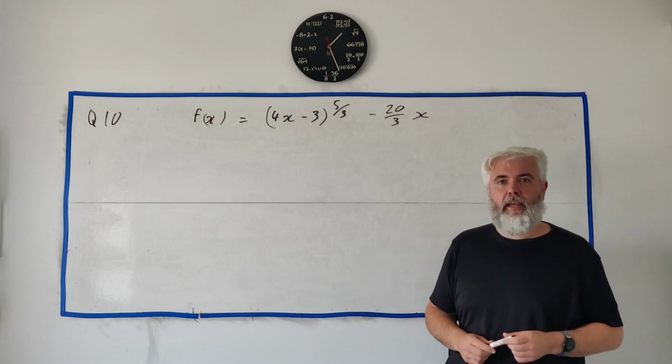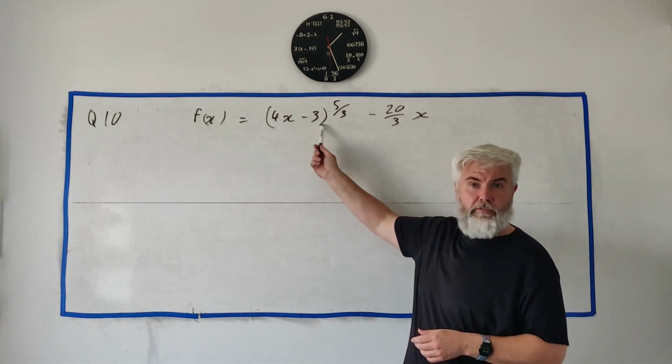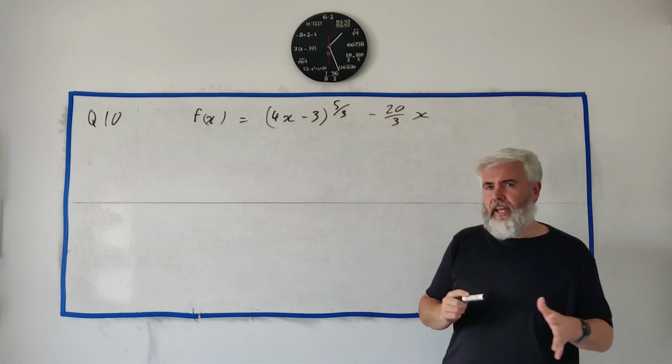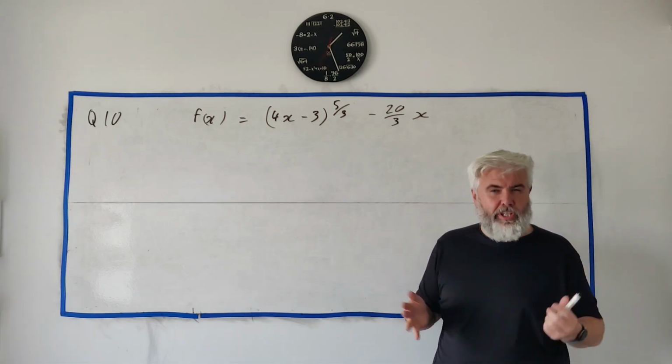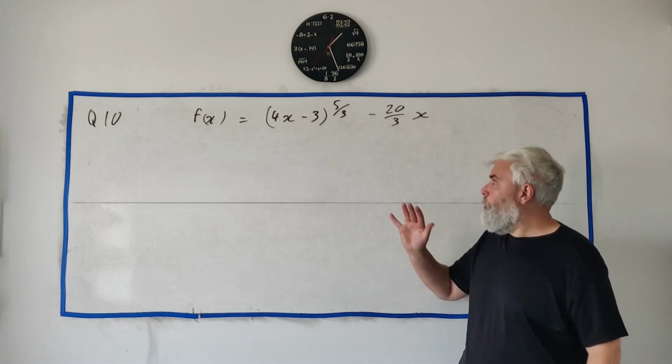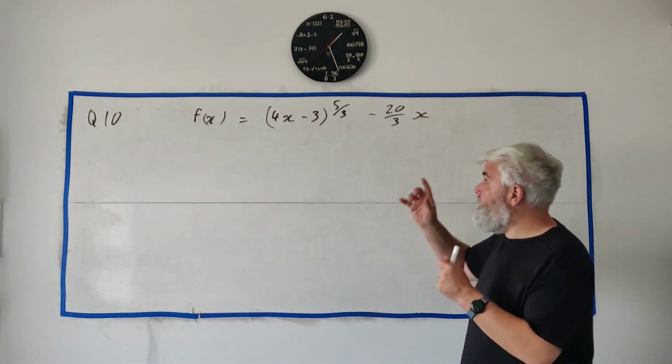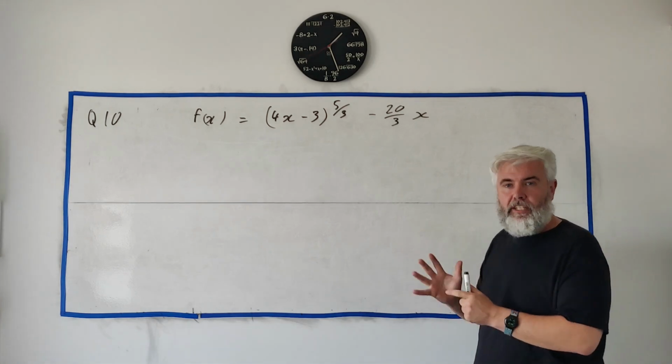In question 10, they give us an equation of a curve, as you see on the board here, and they ask us to find the x-coordinates of the stationary points. And that's pretty much it. There is a part B for 1 mark, but this is the meat of the question here. Find the stationary points of this curve.